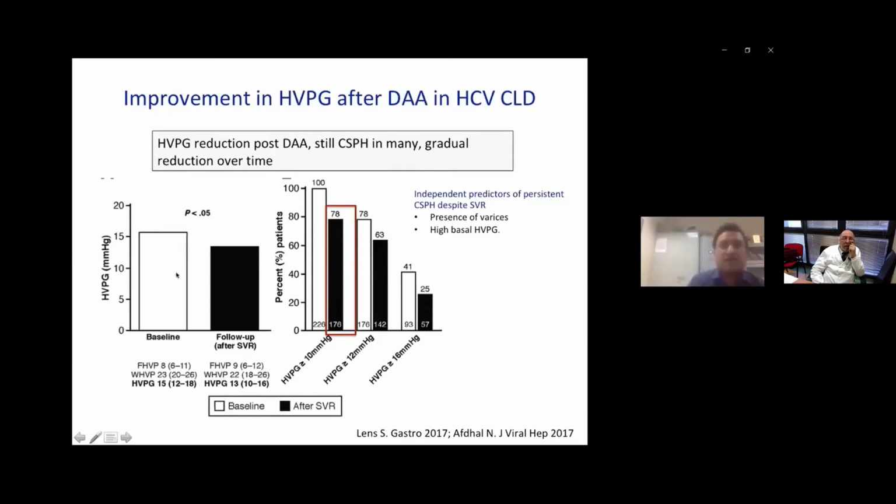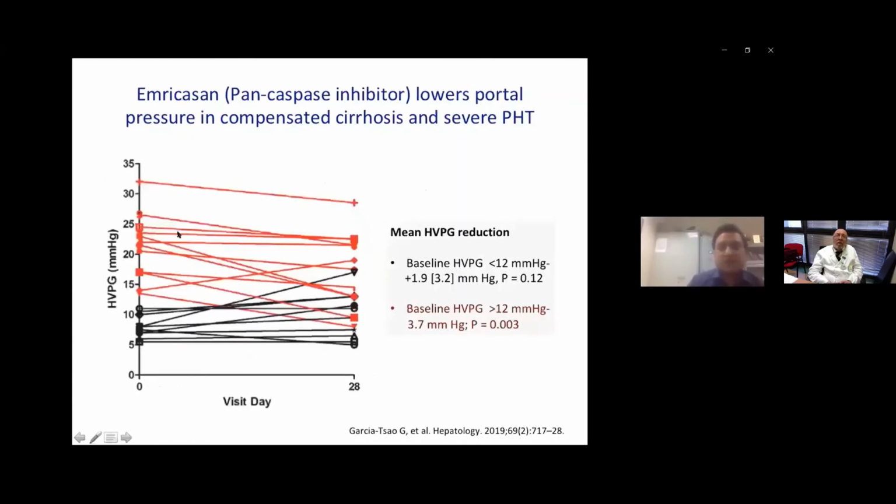So the higher the baseline HVPG before the start of DAAs, the more the risk of developing clinically significant portal hypertension after the achievement of SVR. However, some of the studies have shown that if we follow these patients over a prolonged period of time, maybe up to 3 years or so, these patients may have a gradual reduction of HVPG over time, with subsequently fewer complications.